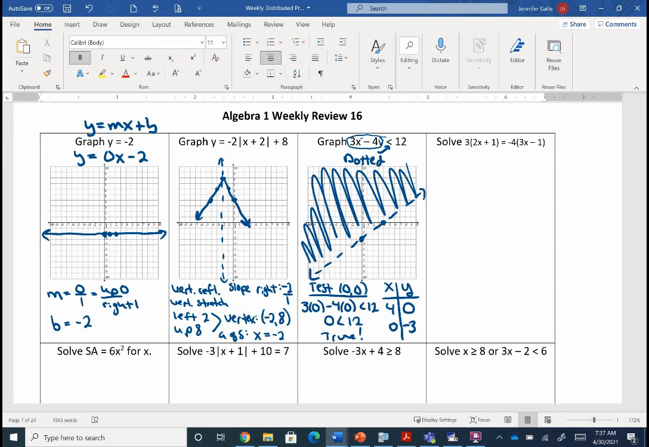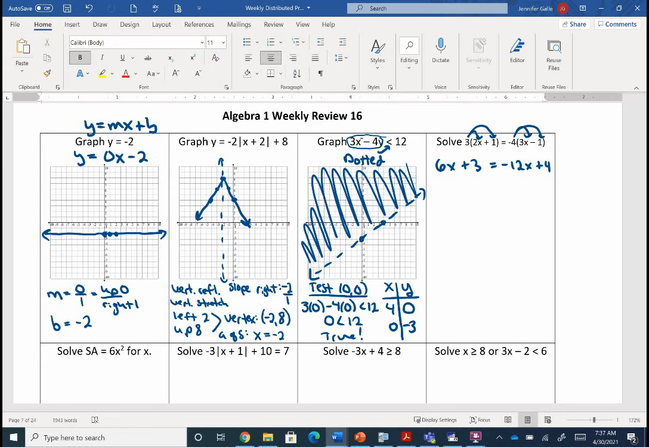Our fourth and final box on the top row, we're just solving the equation. Start by distributing. So we'd get a 6x plus 3 equals negative 12x plus 4. Now you have 4 different choices here of how you'd like to solve. You can move the 6x, you can move the 3, you can move the negative 12x, or the 4.